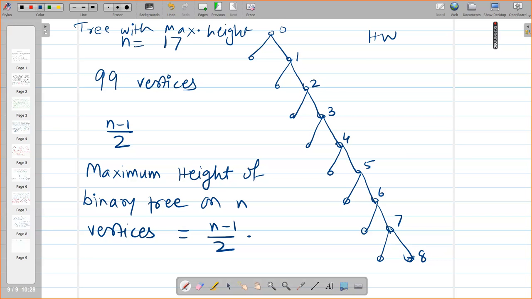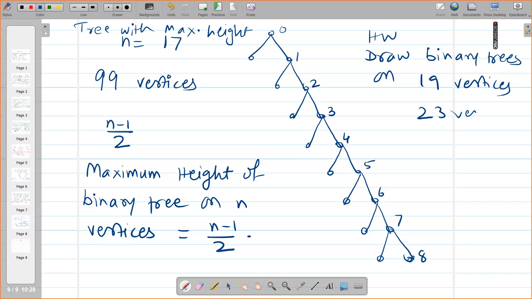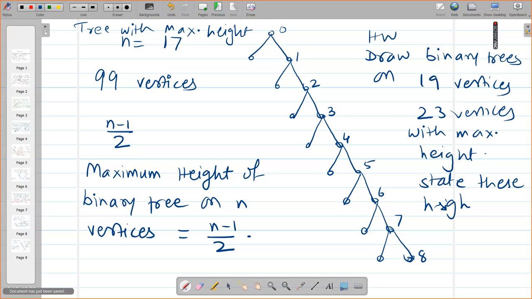So your homework is draw binary trees on 19 vertices, 23 vertices with maximum height. And state these heights. So you have to draw and then count the height. State these heights. Directly you can tell from the formula. If you are doing the 19 one, it will be 9. The answer will be 9. For 23 the answer will be 11. But you actually draw it and get the answer.